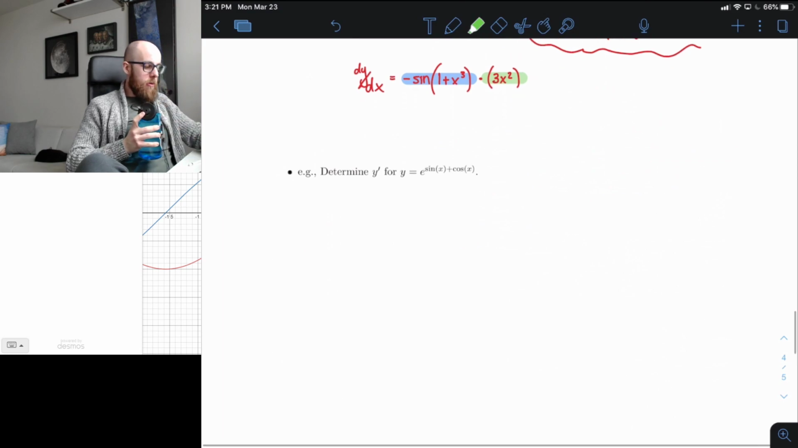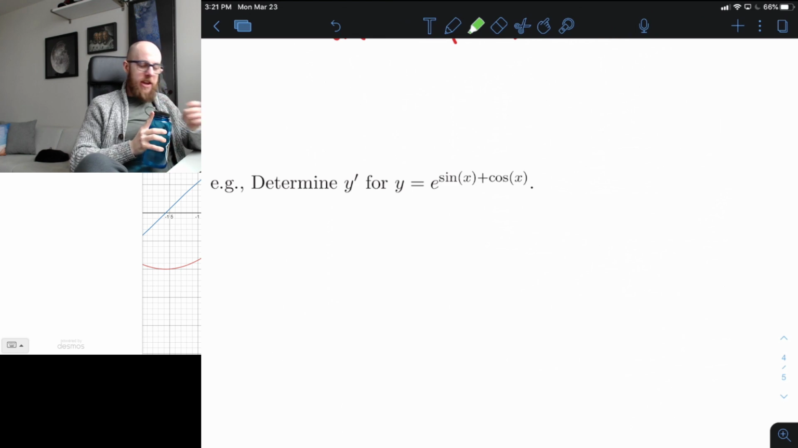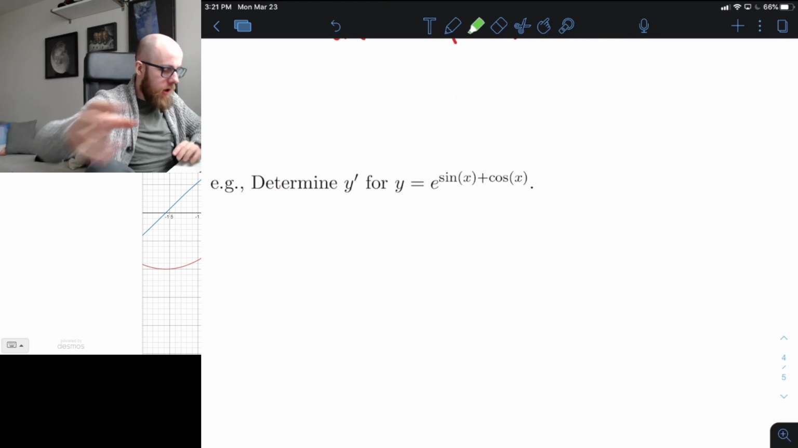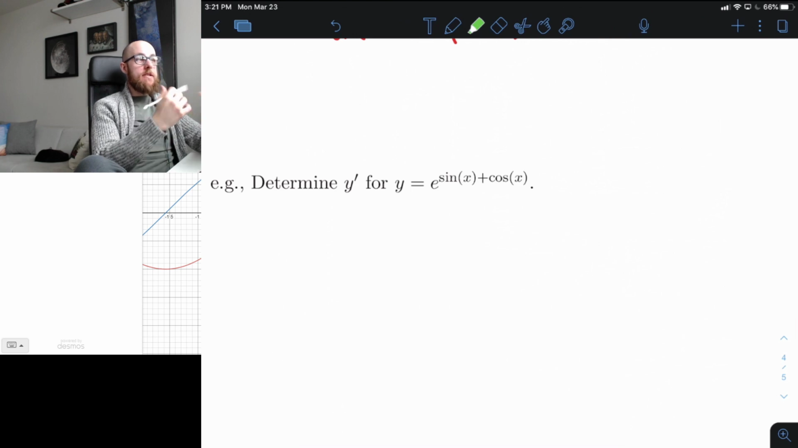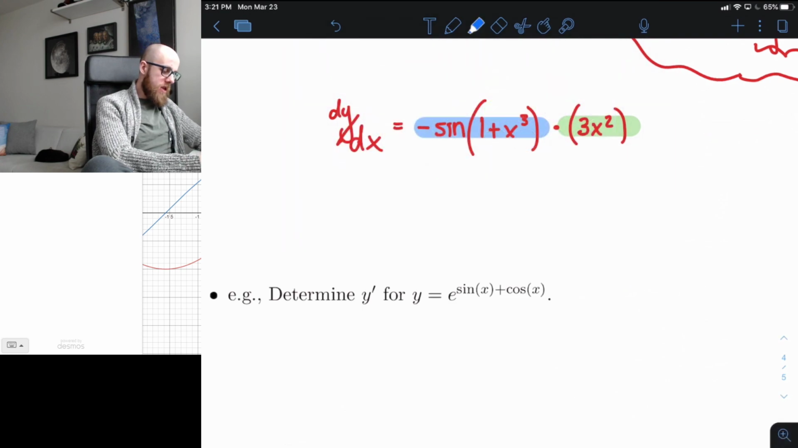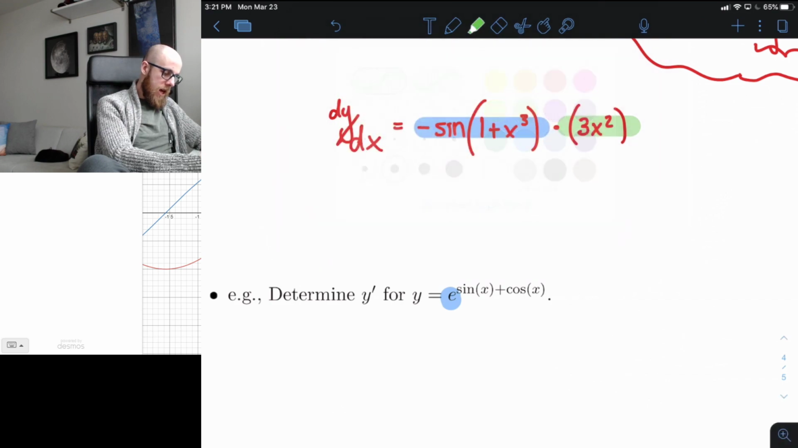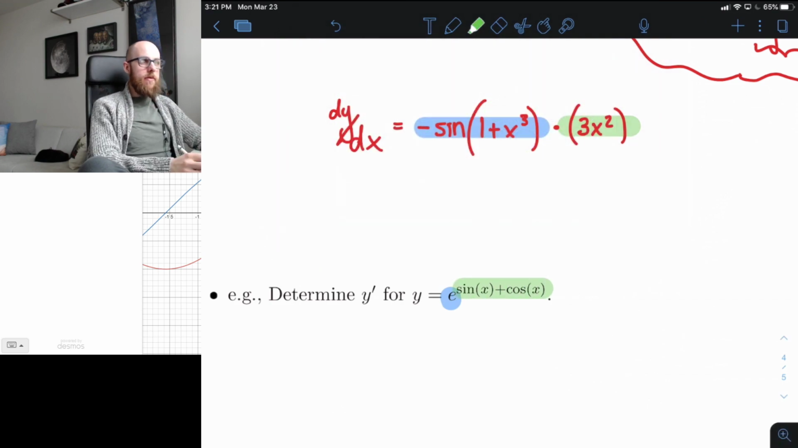One more example here. Now we're going to kind of mix and match. Here we have the derivative of an exponential function, but the exponent, or the power in this exponential function is itself a trig function. So again, we have an outer function. In this case, our outer function is e to the power of something. The inner function is sine of x plus cos of x. So again, we are going to have to apply chain rule here.